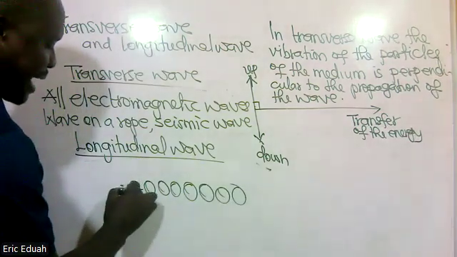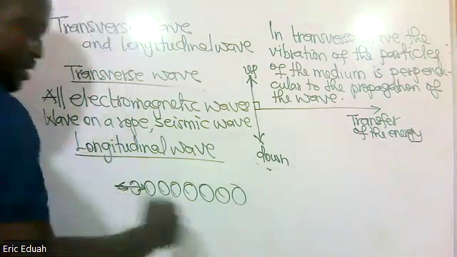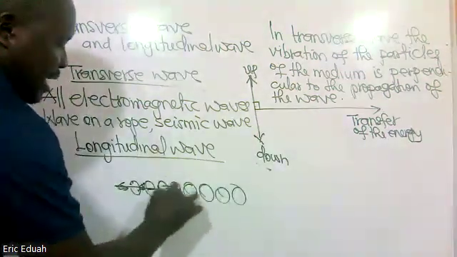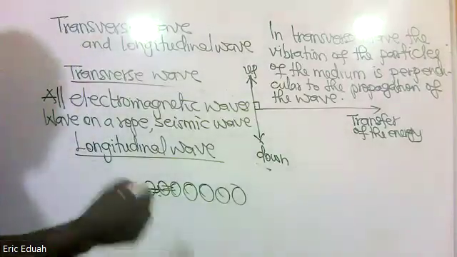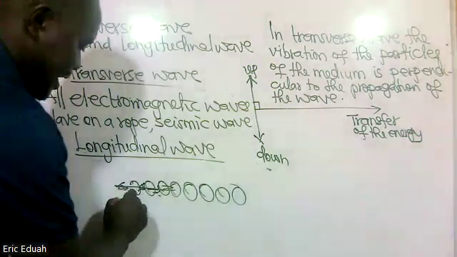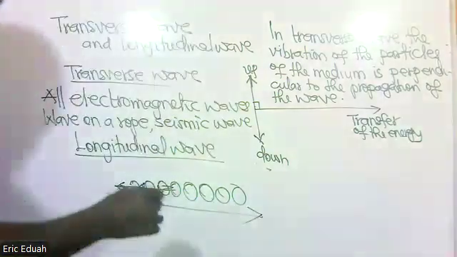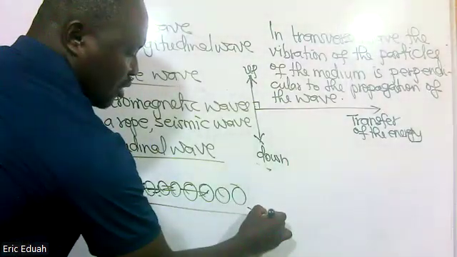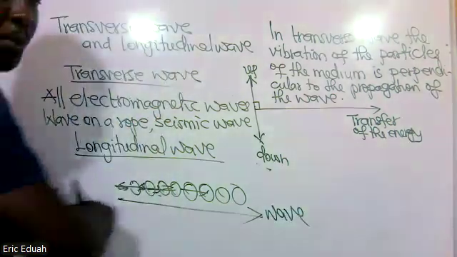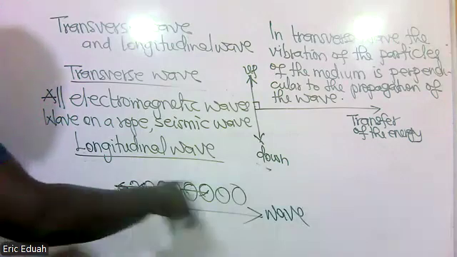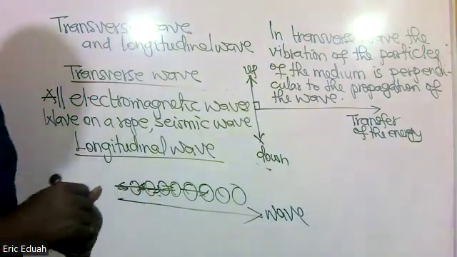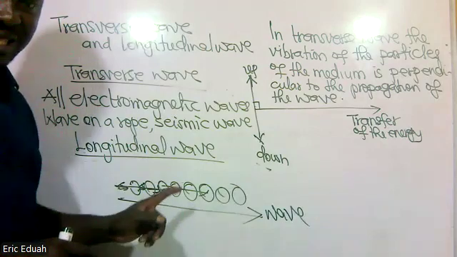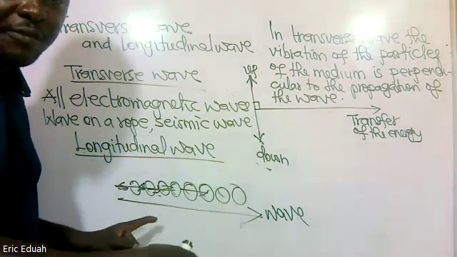vibrating back and forth, in this manner. So this one vibrates back and forth, and as a result, the energy transmission, which is actually the wave, is propagated in that same direction. So as the particles vibrate back and forth in this manner, the wave propagation is also parallel to the vibration of the particles of the medium. So for longitudinal waves, we say that the particle vibration is parallel to the propagation of the wave.